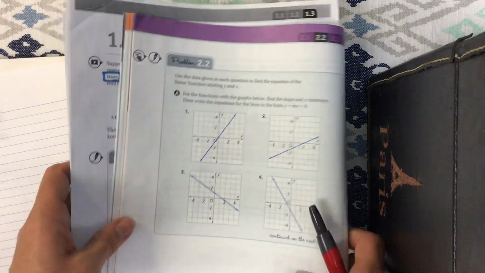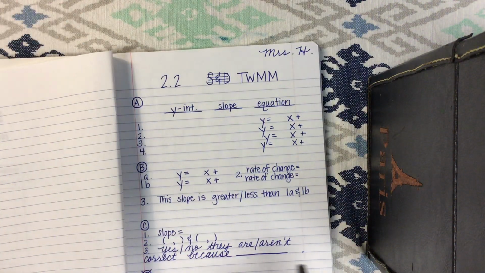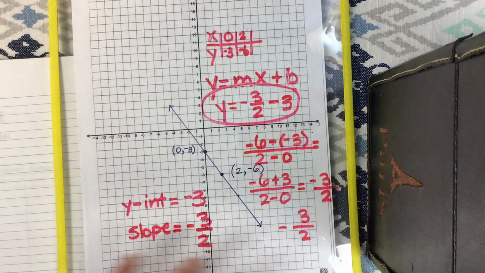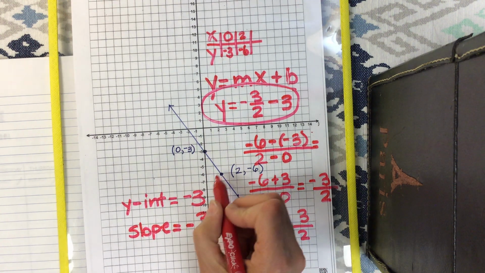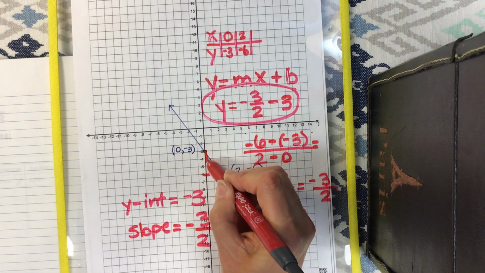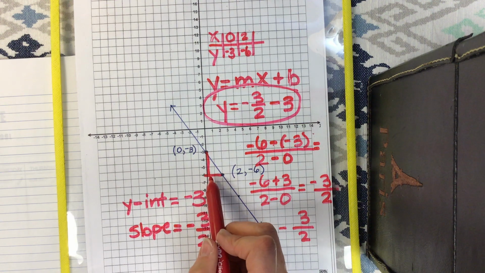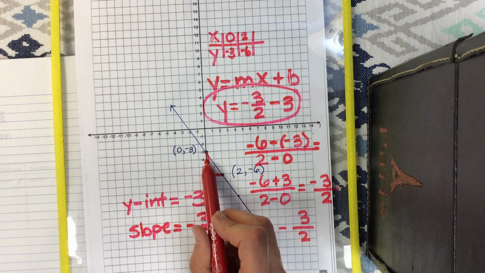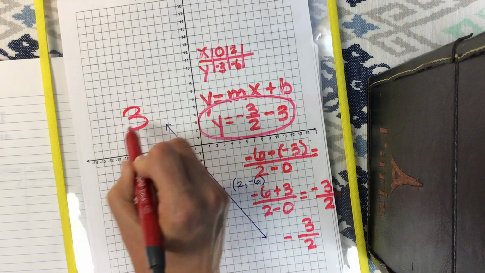You can also, I didn't mention this, but you could also count the slope. If you wanted to count the slope, you would do rise over run. So this rise, it goes up 1, 2, 3. So it goes up 3.